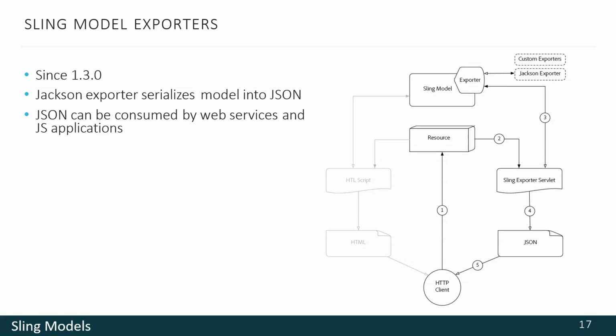On this diagram, you see the traditional use case of Sling models, which is grayed out on the left, and the one with exporters. I will try to cover these Sling model exporters in more detail in the next part.